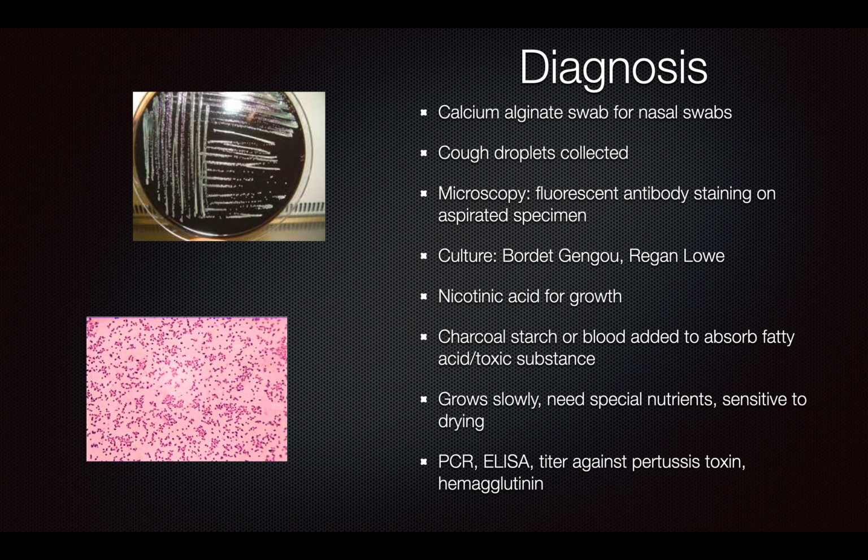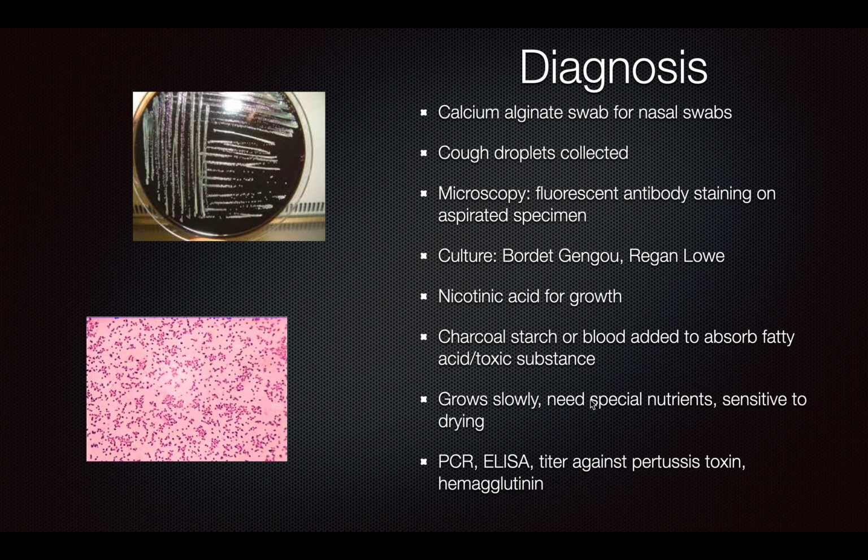So how do we diagnose it? We use a calcium alginate swab for the nasal swabs, or you collect the cough droplets directly. They can just cough directly on the plate. In microscopy, we label it with a fluorescent antibody to stain it, and culture is to be the Bordet-Gengou or the Regan-Lowe, and those need nicotinic acid for growth.